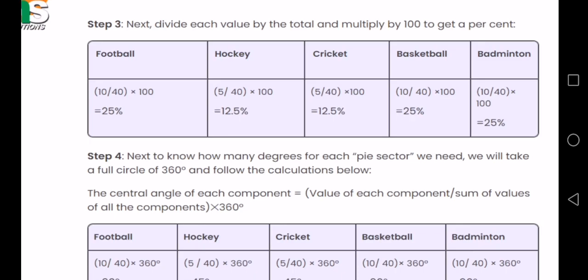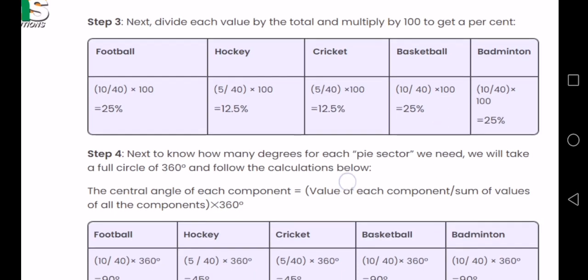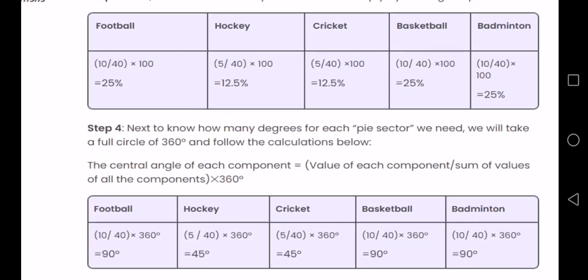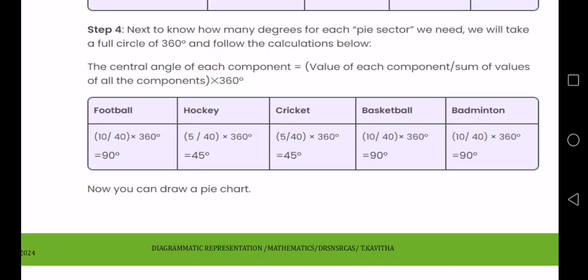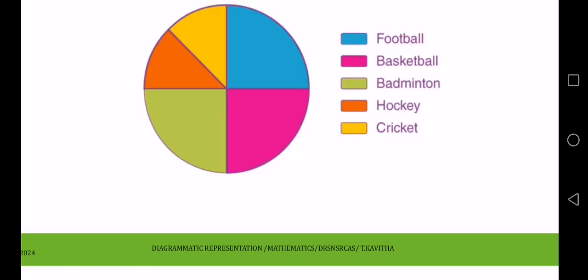Next, to know how many degrees for each pie sector, we take a full circle of 360 degrees and follow the calculations below. We convert the percentage into degrees out of 360. Now we get football as 90 degrees, hockey 45 degrees, cricket 45 degrees, basketball 90 and badminton 90 degrees. Now you can draw a pie chart. This is the pie chart. Blue is football and pink is basketball, badminton, hockey, cricket.